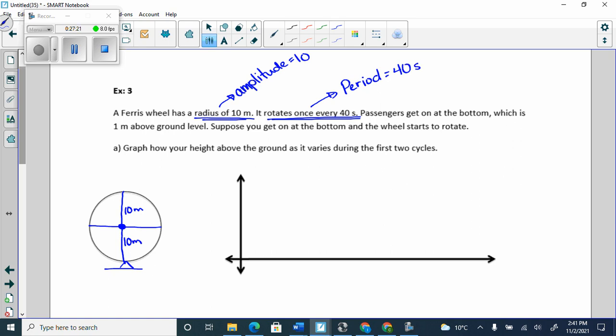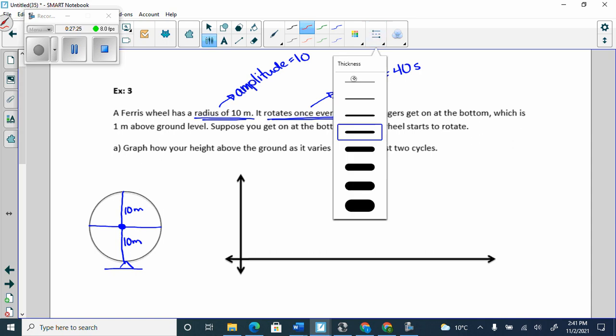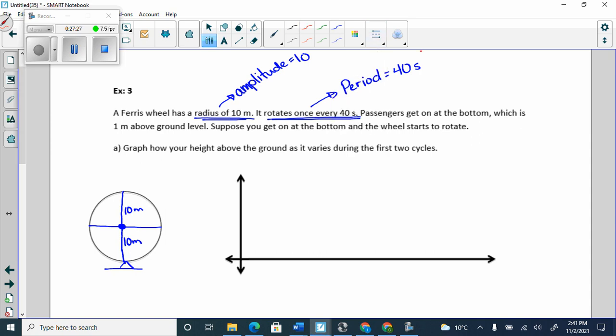So right away, I can go ahead and plot dots with time. So look here. If it repeats in 40 seconds, that would mean I have 0 seconds here and some sort of height, and 40 seconds here and some sort of height. We agree? And then what time would this one hit?